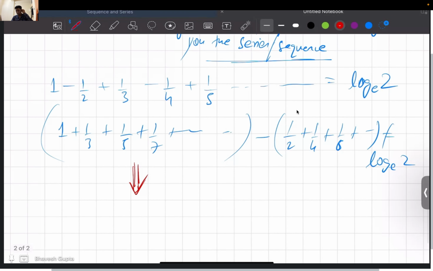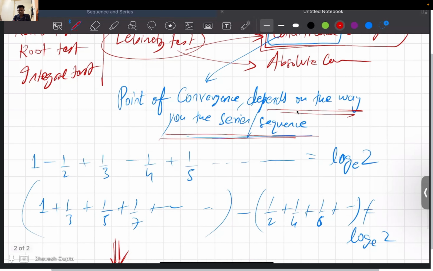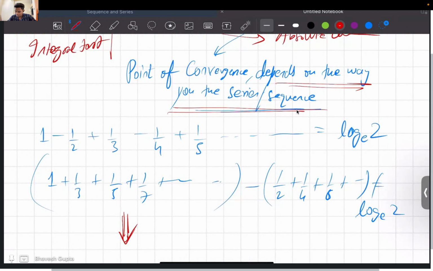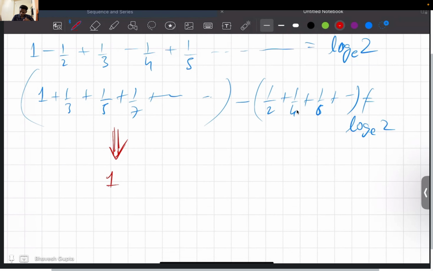You can find various other videos on YouTube based on this conditional convergence. The idea is that in the case of conditional convergence, it depends on the way you treat these series and sequences. Basically, it depends on the arrangement. The moment you change the methodology of finding the convergent value, your answer will get changed.